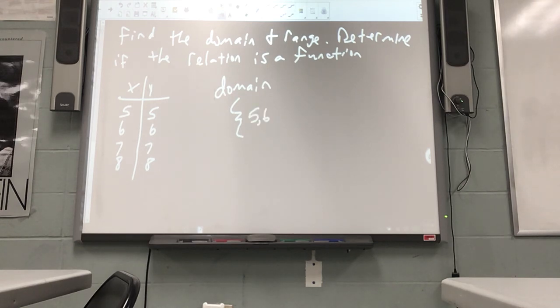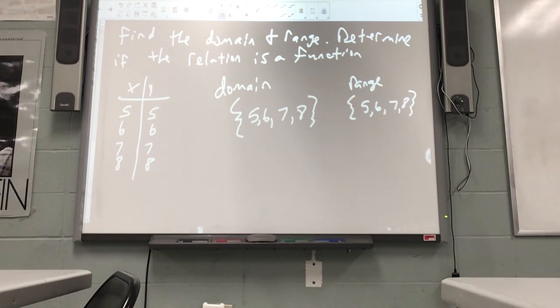Do we have to do this? Yep, I'm doing it, you're gonna do it: 5, 6, 7, 8, so it would look like that. Then range is just your Y's. If you've got a graph, it's going up and down. If you're in a set of ordered pairs, you just list your Y's. So here my Y's are 5, 6, 7, and 8.